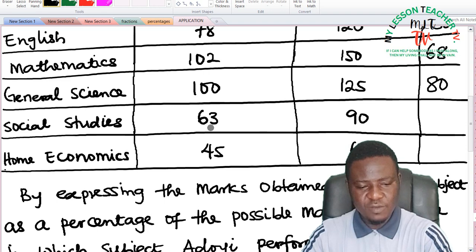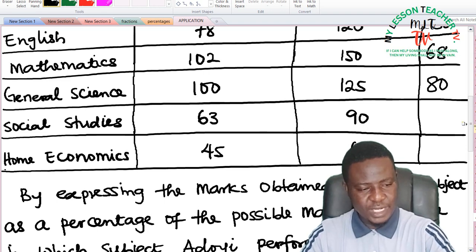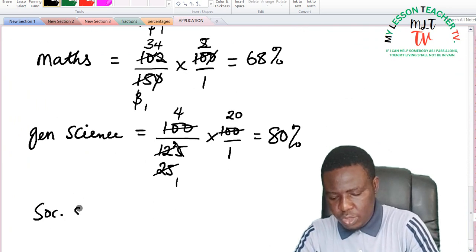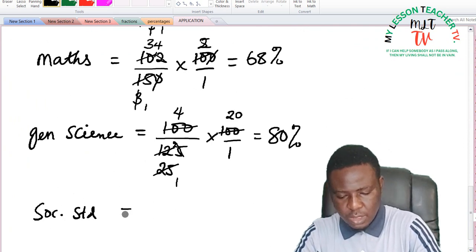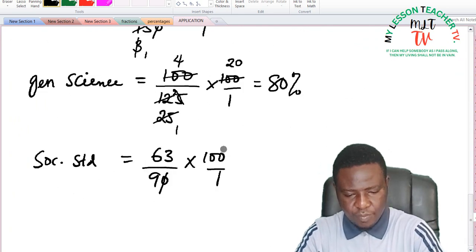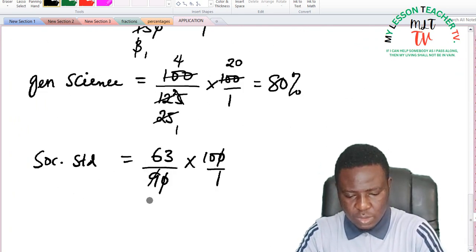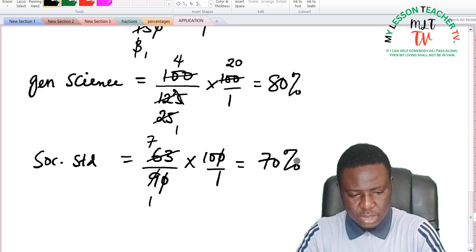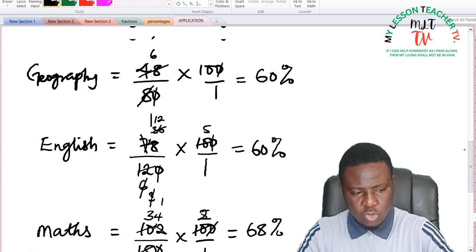Social studies, we have 63 out of 90. So for social studies, 63 divided by 90 times 100 over 1. Let's see if this will be greater. This will cancel. 9 into itself is 1. 9 into 63 is 7. And this is equal to 70%. So in social studies, Adoyi scored 70%.